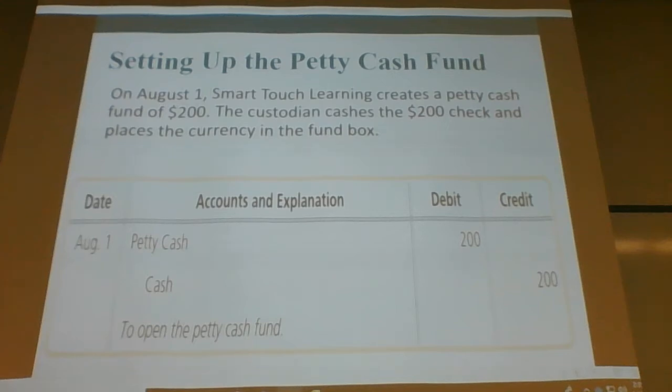So the first thing we have to do if we want to use a petty cash fund is to set one up, and we've got a very basic example here. This is all we do. This company is going to start a petty cash fund with $200 in it. So they write a check to the petty cash custodian, get the $200 cash, and the journal entry would simply be a debit to petty cash, because petty cash is an asset account. Assets go up with a debit. Cash has gone down, but not really; we've just moved it around a little bit, from our regular cash account into the petty cash account. So it's very easy to set up.